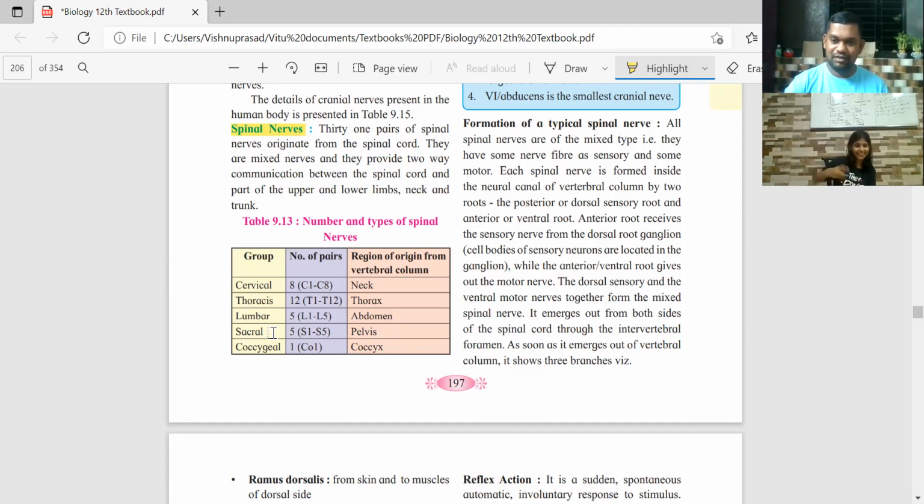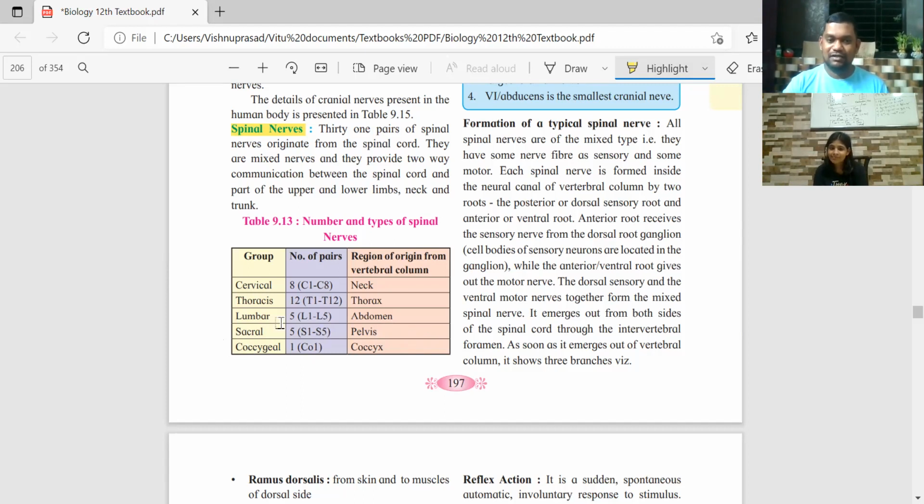And below that, almost in the tail region, which is very rudimentary for us, is the coccyx. Pronounce that: coccyx. And that's why the nerves over here are called coccygeal. Coccygeal.